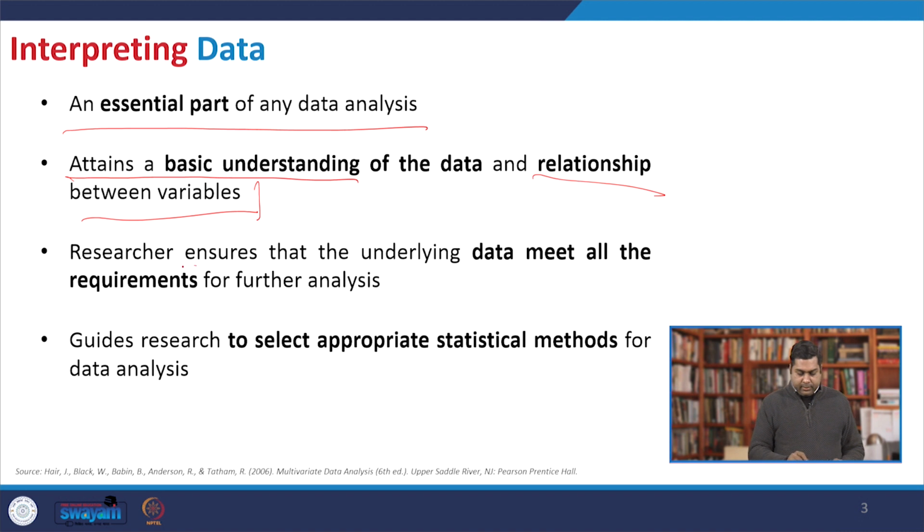Researchers ensure that the underlying data meet all the requirements for further analysis. Say you find that the data is not following a distribution, not following a normal distribution. In that case, the mean and standard deviation, those kinds of parametric options, will probably not be applicable. For example, we will discuss this again in detail in another lecture in the upcoming module.